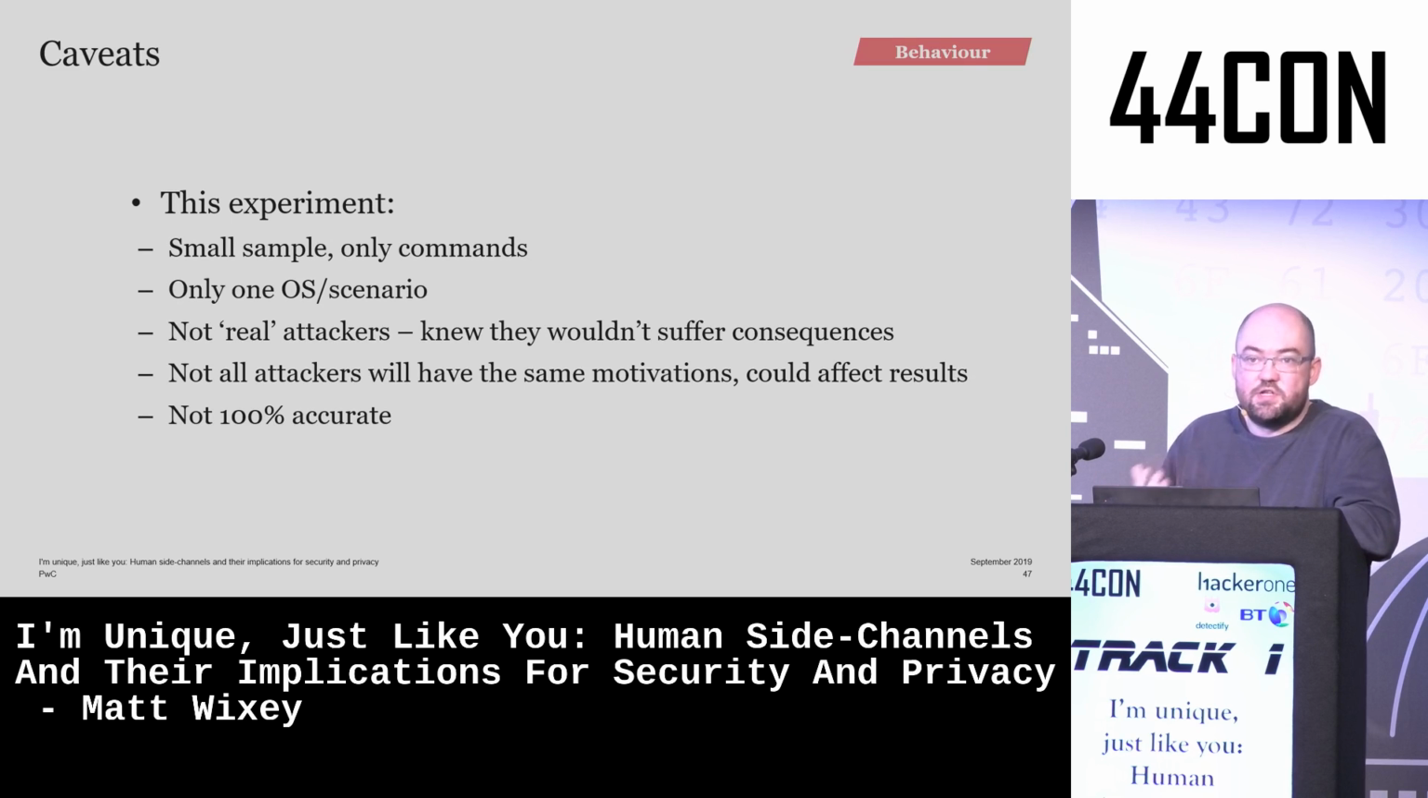This experiment was obviously a really small sample. It was only 10 people. It was only looking at one scenario, which was low privileged access on a Linux box over SSH. They weren't real attackers. They were volunteers for an experiment, so they knew they weren't going to get caught. They knew they didn't have to take any major measures to try and cover their tracks or anything like that. There's also the point that not all attackers will have the same motivation. An attacker won't necessarily want or need to escalate their privileges depending on what they're trying to accomplish. And again, worth noting that it's not 100% accurate.